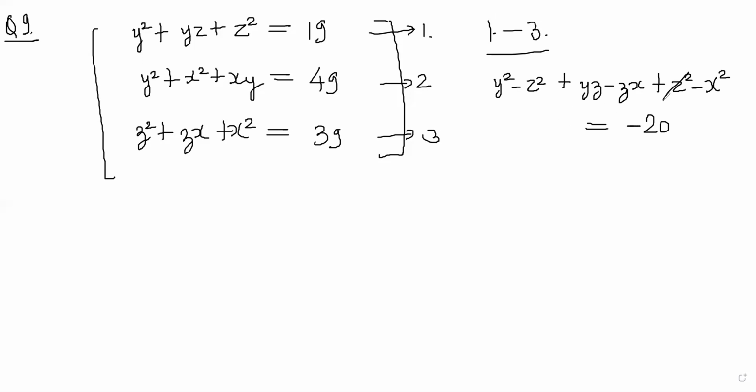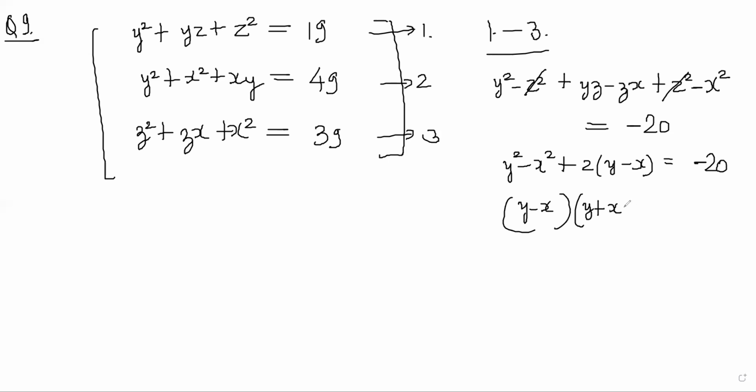So here obviously z square gets cancelled, and you end up with y square minus x square plus z common y minus x, minus 20. So my factorization is y minus x and y plus x plus z is equal to minus 20.